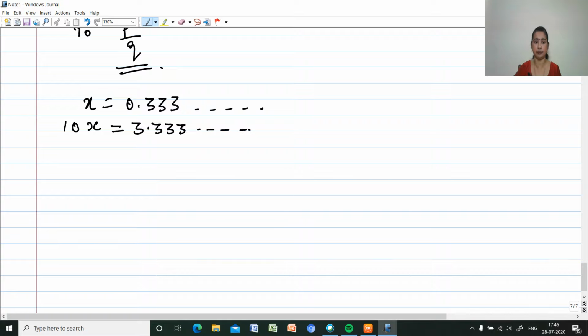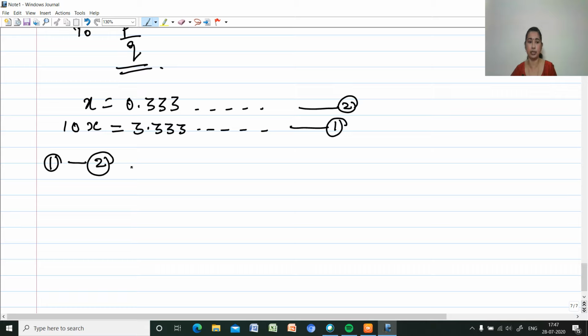So you are getting 3.333 etc. I am multiplying by 10 because only one digit, 3, is being repeated in the decimals. So 10x is equal to 3.333 etc. Now we'll write this as the second equation and the original as the first. Now we'll subtract, that is 1 minus 2. Subtracting both equations, we get 10x minus x, which is 9x, is equal to 3.333 etc.